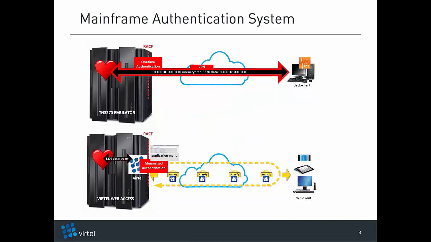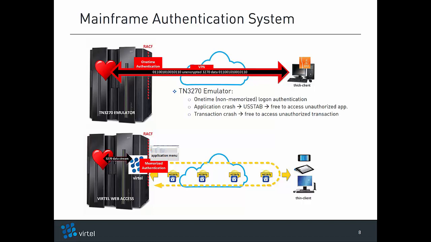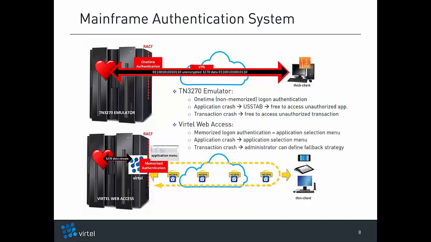Now onto the mainframe authorization system, RACF, ACF2, or Top Secret. With TN3270 emulators, users are authenticated once at logon, and their authorization is not memorized. When an application crashes, users are sent back to the USS tab, where they are free to access unauthorized applications if they know how to do so. When a transaction crashes, users are free to access unauthorized transactions.